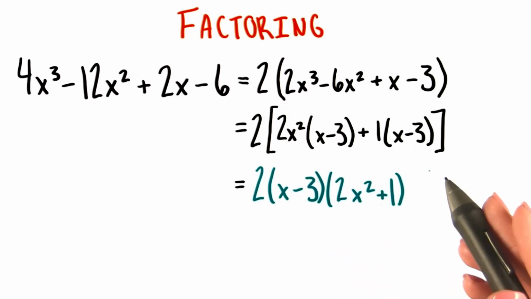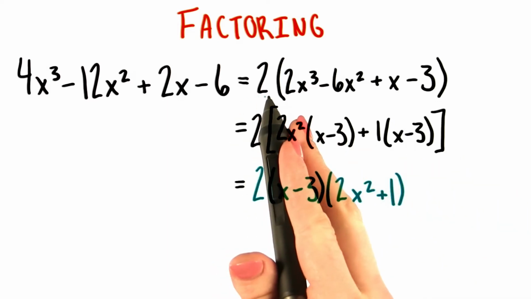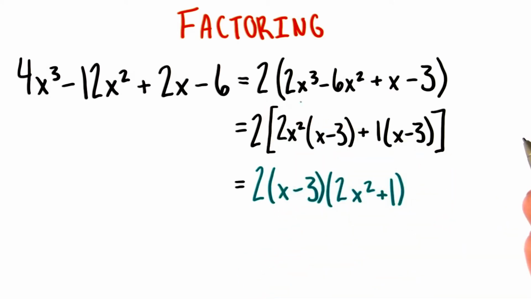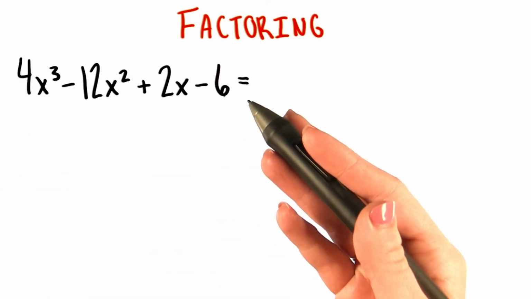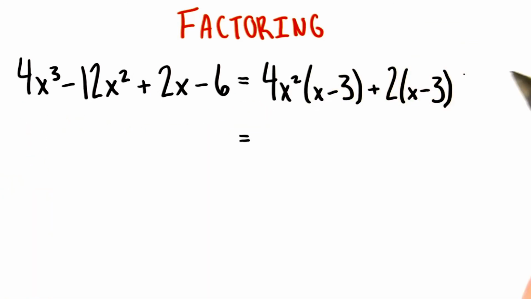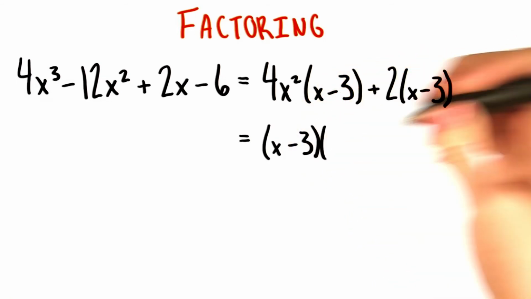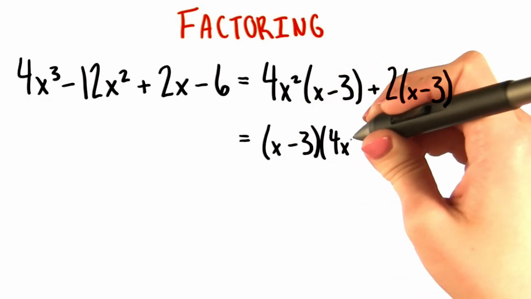Now, in the event that you forgot to pull out the common factor of 2 at the very beginning, all is not lost. We can still solve the problem that way too. Let's check it out. If we start off by grouping instead of pulling out the common factor of 2, then we can just proceed by factoring by grouping as normal. We end up with x minus 3 times 4x squared plus 2.